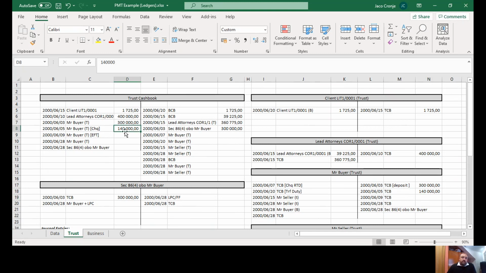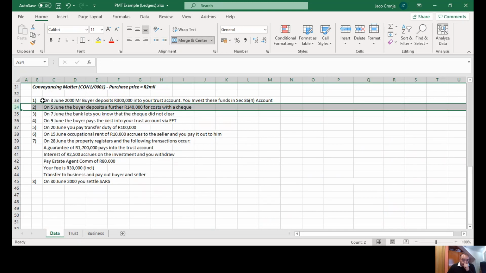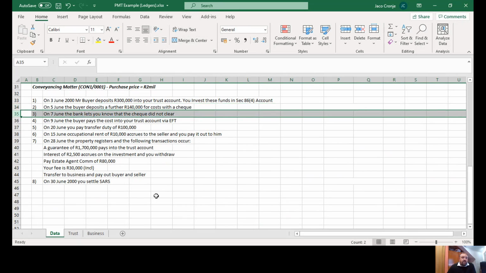So, very simple. Comes into the bank, we allocate it to client's ledger. On the 5th of June, deposit for cost with check. Everything there we've done. Now on the 7th of June, the bank lets you know that the check did not clear. So what did we have to do now? Now it's a problem.